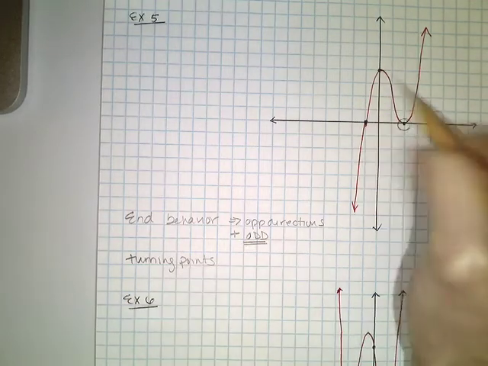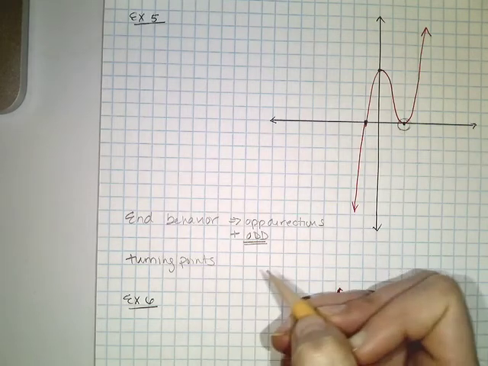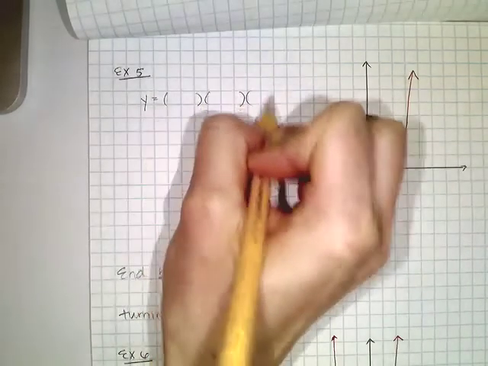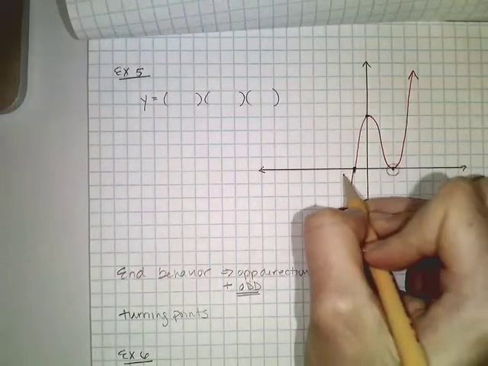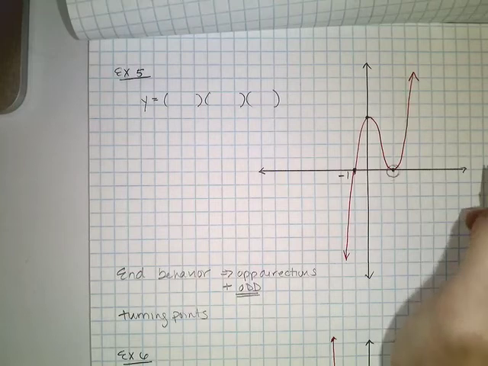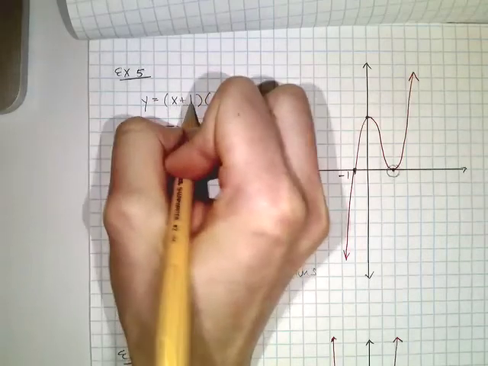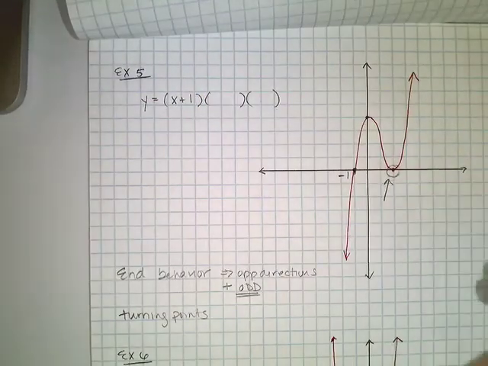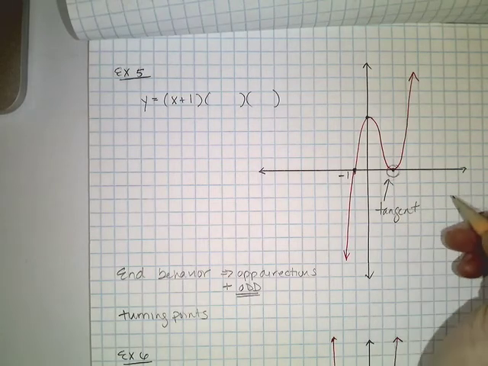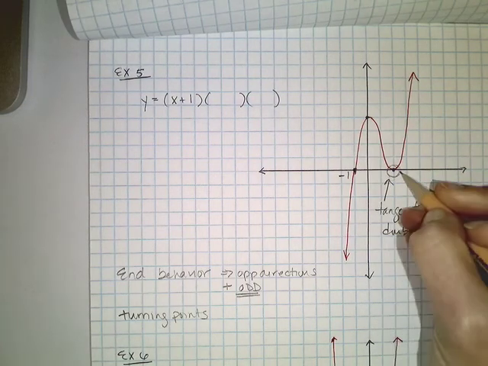There are 1, 2 turning points, and that means it's a 3rd degree polynomial. So y equals 1, 2, 3. Now, here's the thing. I've got negative 1, that's a standard root. That goes straight through the x-axis, from one side to the other. Done. That's a root, x plus 1. However, this guy right here, I finally get to talk about him. This is what we call a tangent root. And whenever you have what we call a double root, that's what happens on the graph.